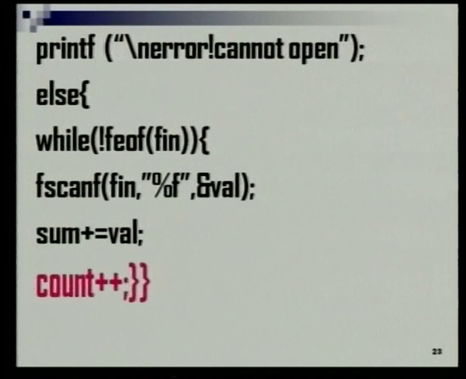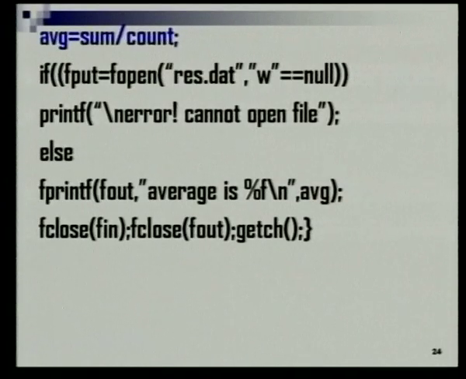So, now in a single while loop, you have both read the file, you have summed up the values that are being read, and you also have a count of the number of values that you have read. So, now it is easy to find out the average. You have both the sum as well as the count. So, in the next statement, you are calculating the average value. Now, what do you have to do?